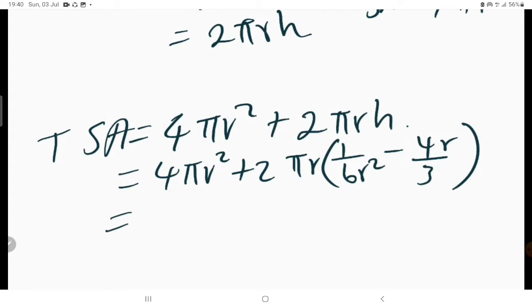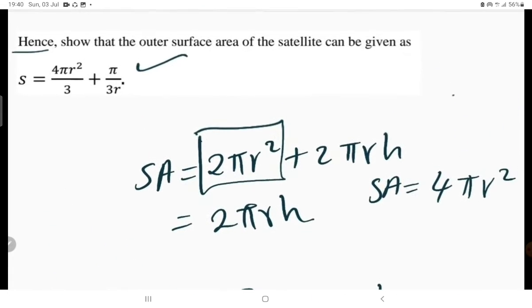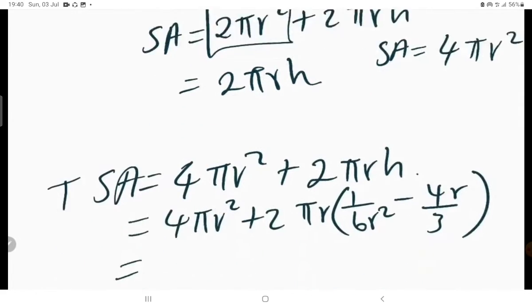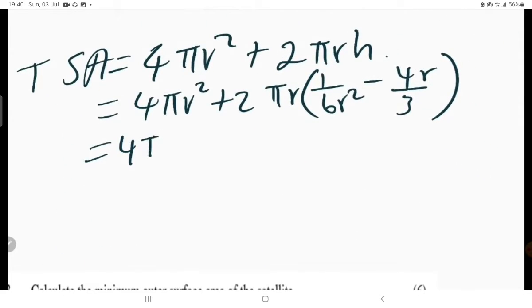So now we can play around with the algebra, trying to simplify so that it gets to this stage. We have 4 pi r squared, then we multiply out the whole thing: plus 2 pi r over 6 r squared, then minus 2 times 4, which is 8 pi r squared over 3.